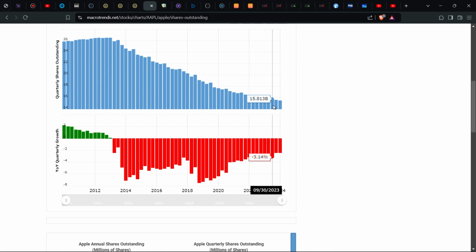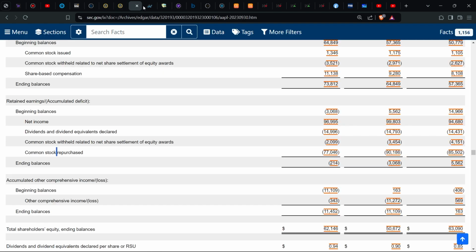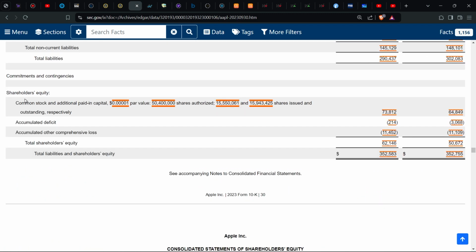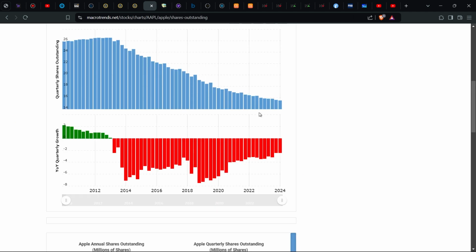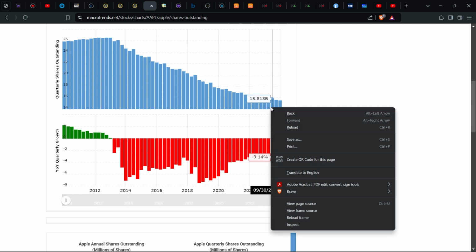Shares outstanding 15.8 billion. If you come to the balance sheet, it's listed here at the top. Shareholders' equity, common stock, and additional paid in capital. This is the par value. 50 billion shares authorized. This is the total number of shares in existence for Apple. And 15.5 billion, this is the shares issued and shares outstanding respectively. So this is the number of shares available in the open market. And you can see this 15.5 billion is the 15.5 billion here at the end of the fiscal year 2023, September.